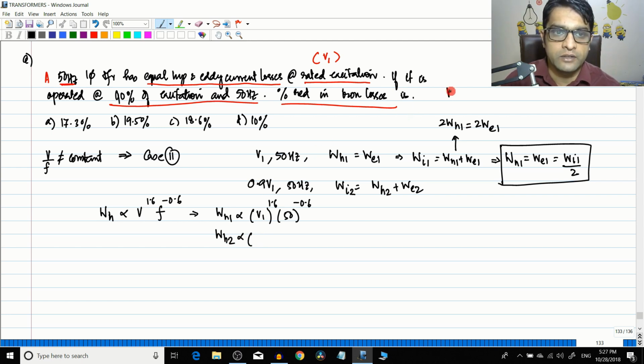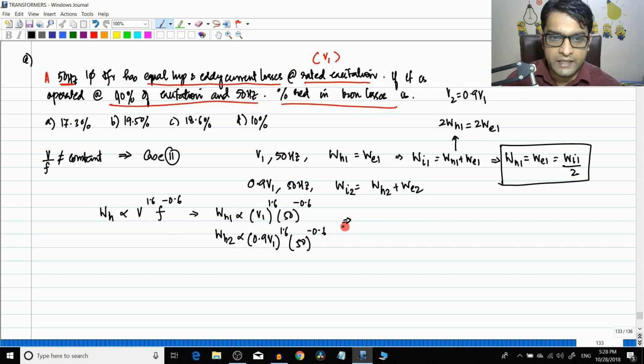But V2 is equal to 0.9 V1, right? 90% of excitation is applied in the next step. So V2 is 0.9 V1. So I can write 0.9 V1 raised to 1.6, and frequency is not changing, so 50 raised to minus 0.6, right? Simple equations we have used here.